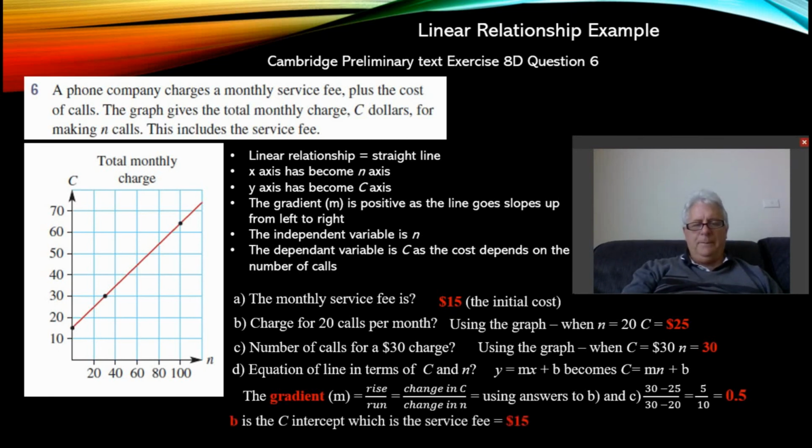Then b is where the line, as I said, touches the C-axis, or C-intercept. And that's actually the same as the service fee, which is $15. So we can use all that information to create the equation C equals 0.5N plus 15. And that's the answer to the last part.